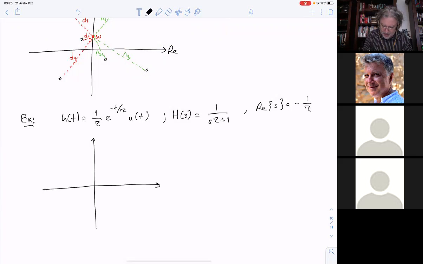And since h of t is something times u of t, the region of convergence is that the real part of s is to the right of, or greater than, minus 1 over tau. It includes the j omega axis, and it becomes a stable system. It's a causal system, right-hand side, as you see. So let's assume that this minus 1 over tau is somewhere here.